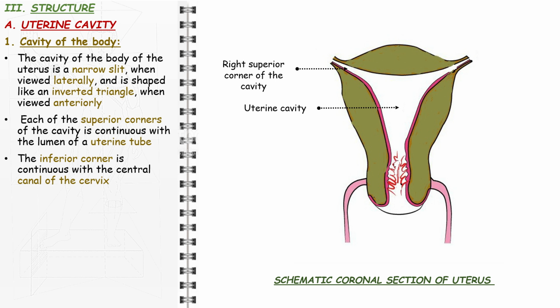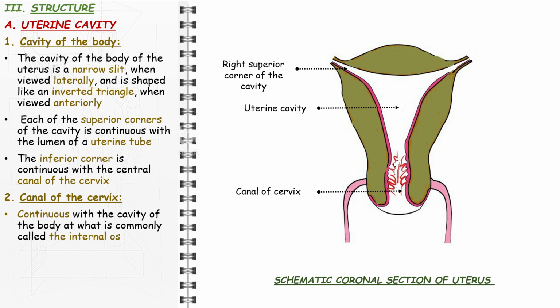The canal of the cervix is continuous with the cavity of the body at what is commonly called the internal os. It is a real cavity flattened sagittally containing cervical mucus. The lower opening into the vagina is the external os.